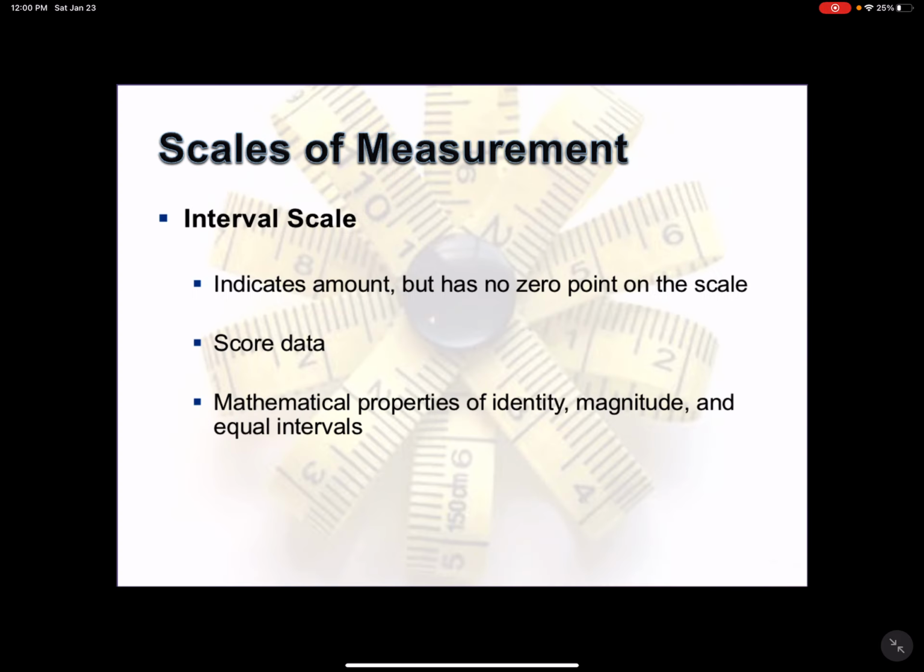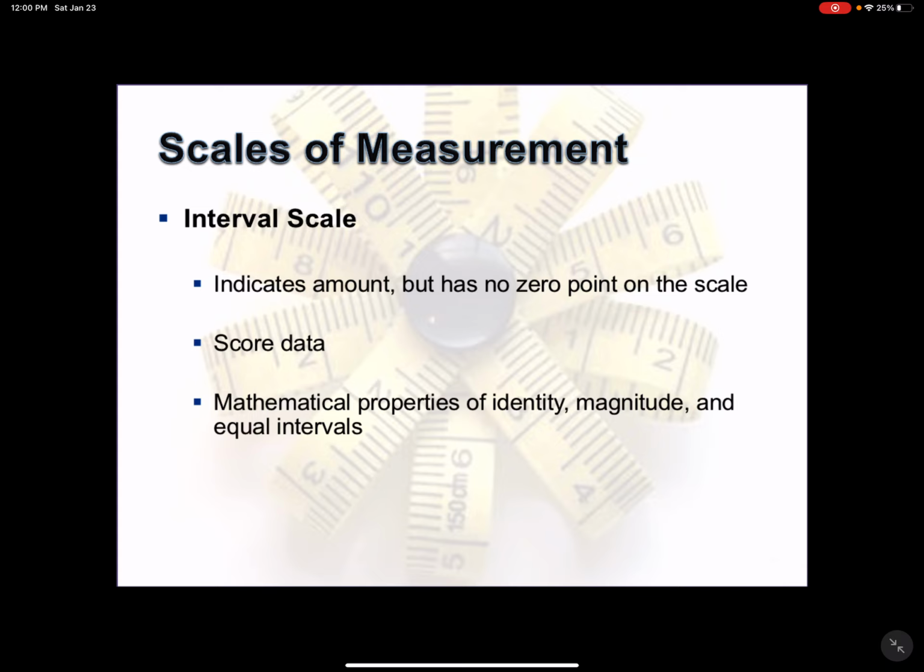Now we're starting to get a little more complicated, and that's interval. It indicates amount, but has no 0 point on the scale. That's often score data. It has the mathematical properties of identity, magnitude, and this is the new one, equal intervals. The one I like to use for this is a score on a test for a class. No, actually, that's not a good one.